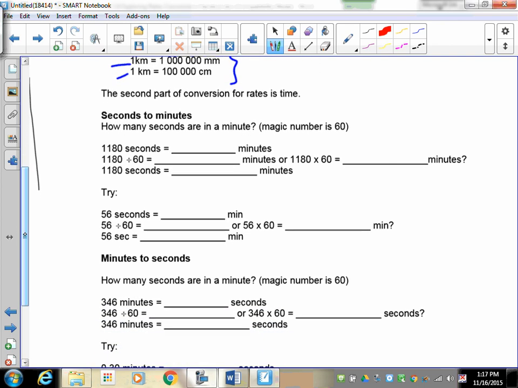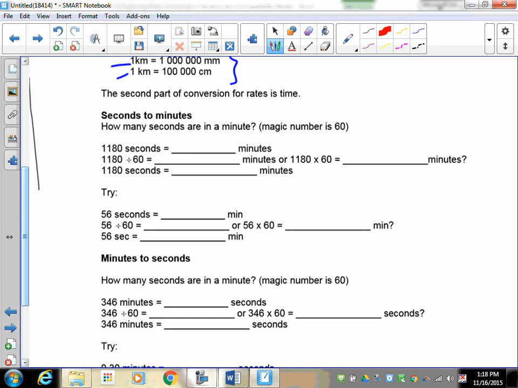The time's not so easy as distance, because in time we have actually got 60 seconds in a minute, 60 minutes in an hour, 24 hours in a day, 365 days in a year. So the numbers aren't always tens, hundreds. So the math actually gets a little bit more difficult here.